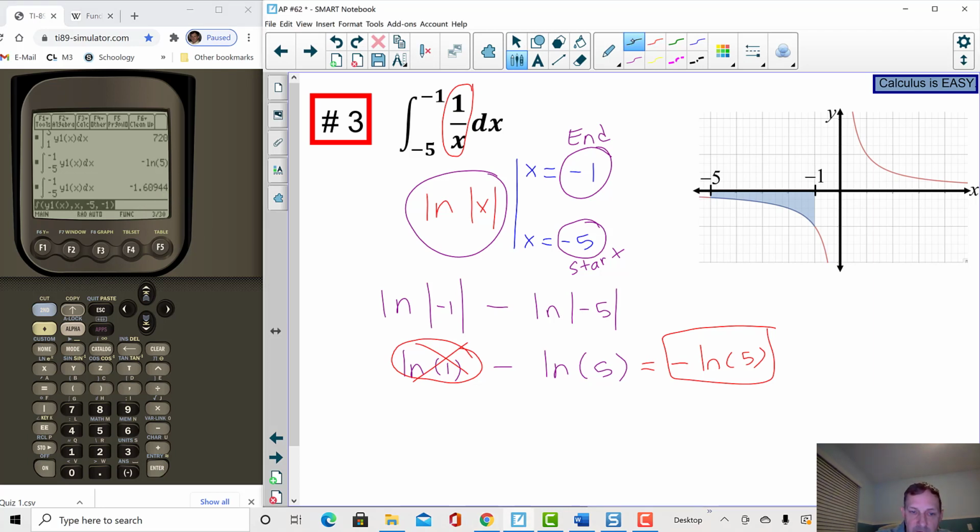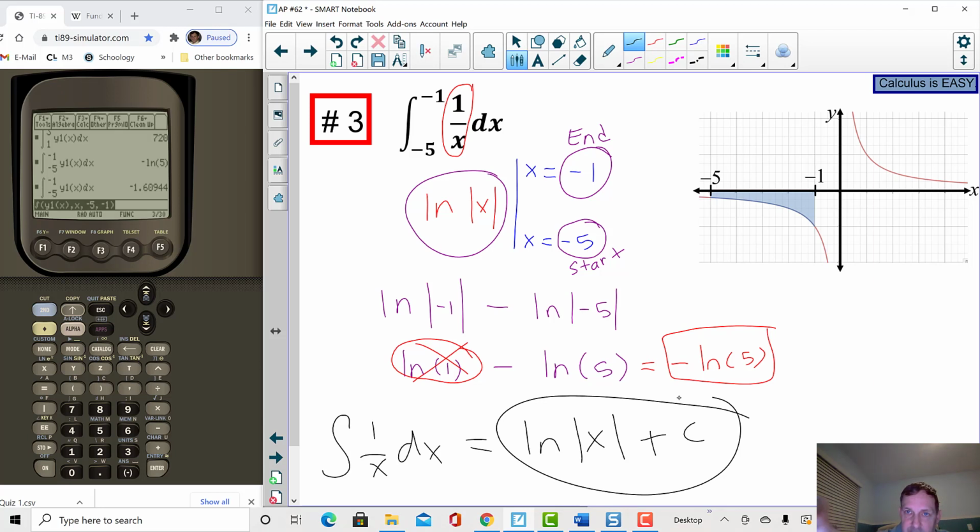Now, some of you probably wondered why, when I do the integral of 1 over x, am I getting ln of the absolute value of x? Why is there an absolute value? That's what some of you were wondering. Well, this problem is the exact reason why.